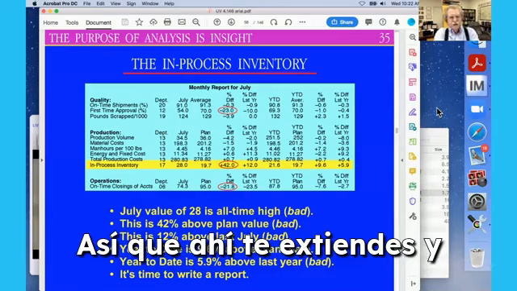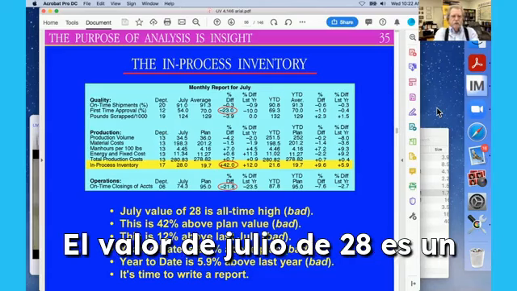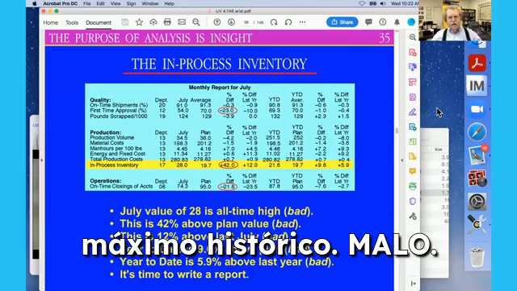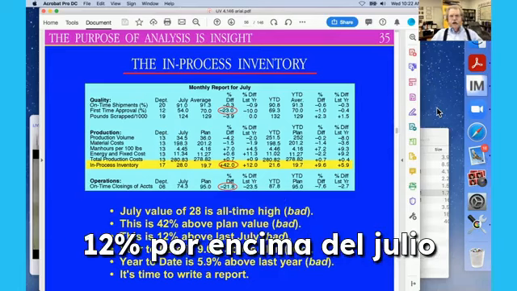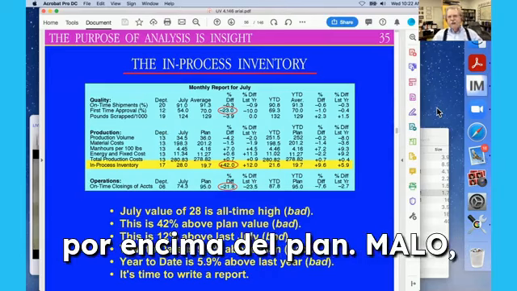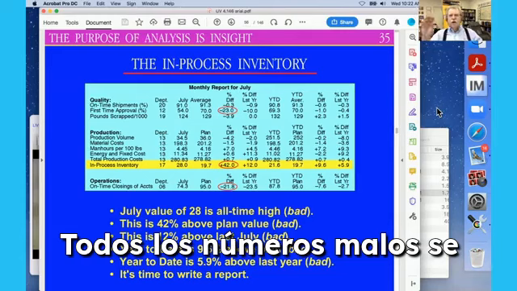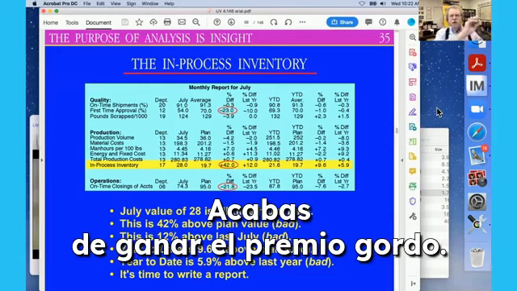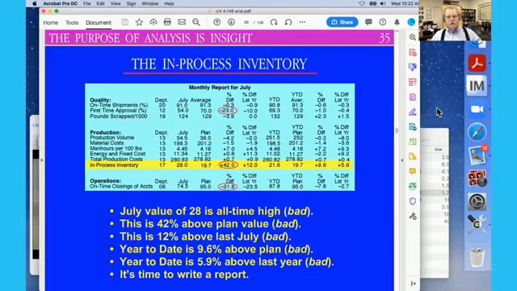So there you spread out and start looking at all the rest of the numbers in that row. The July value of 28 is an all-time high, bad. 42% above plan, bad. 12% above last July, bad. Year to date is 10% above plan, bad. 6% above last year, bad. All the bad numbers line up in a row. You just won the jackpot. You get to write a report.